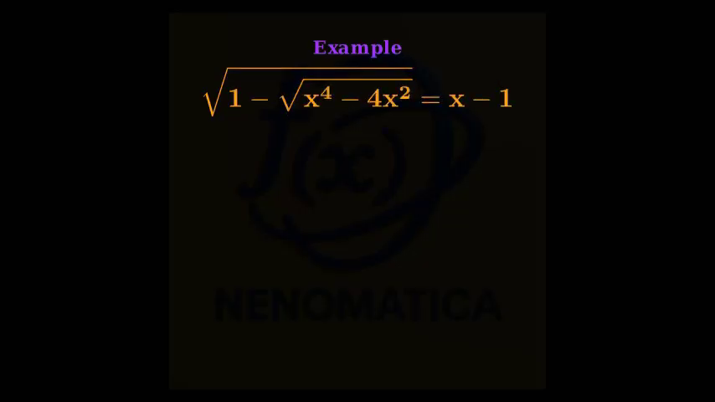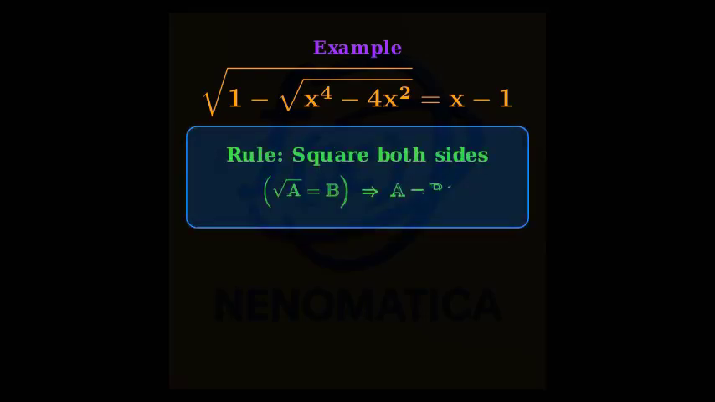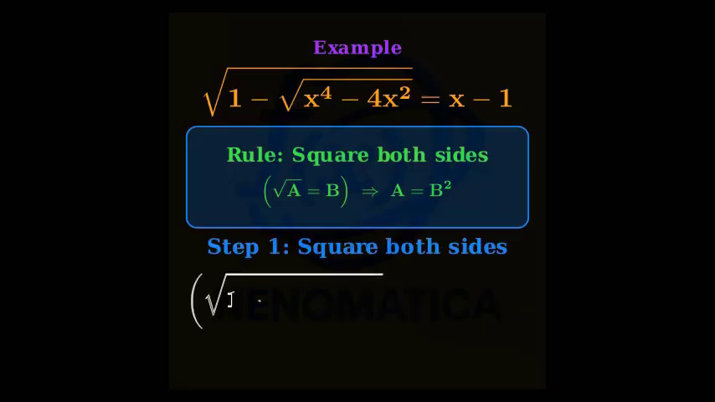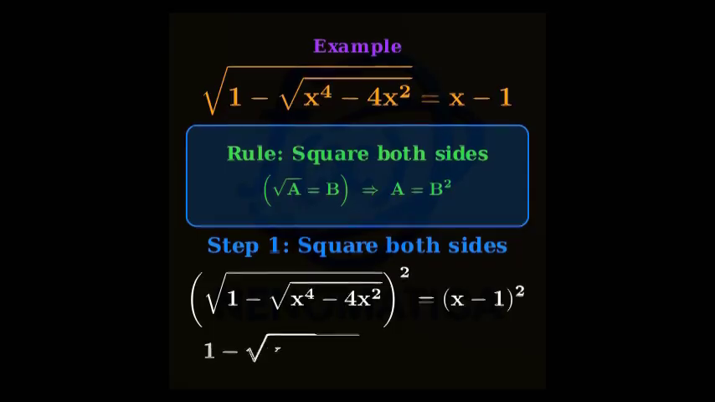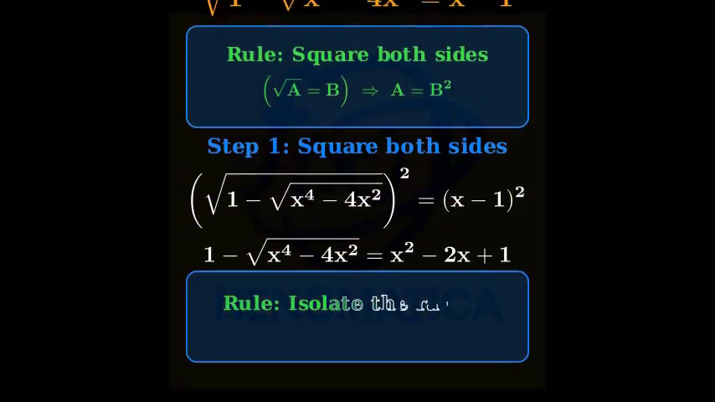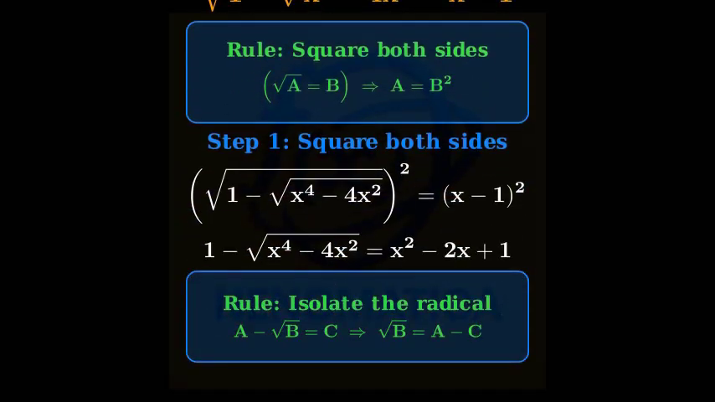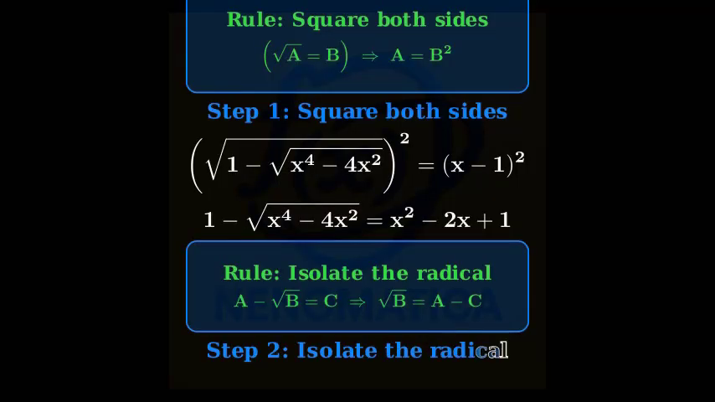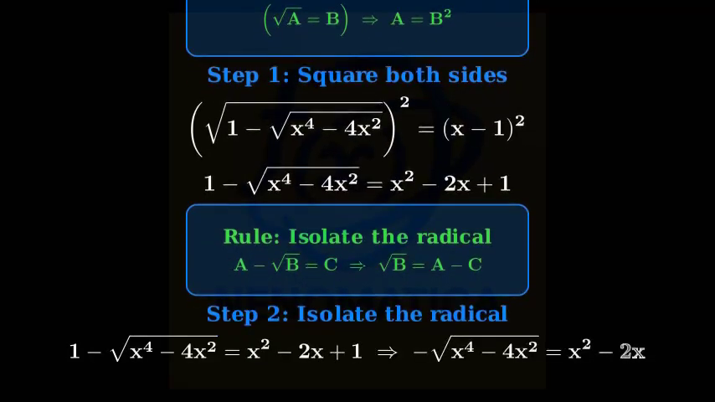Step 1. Square both sides to remove the outer square root. This uses the rule, if the square root of a equals b, then a equals b squared. Squaring both sides gives 1 minus the inner square root equals x squared minus 2x plus 1. Step 2. Isolate the remaining radical term. We move terms so the square root stands alone. That yields negative square root of x to the fourth minus 4x squared equals x squared minus 2x.